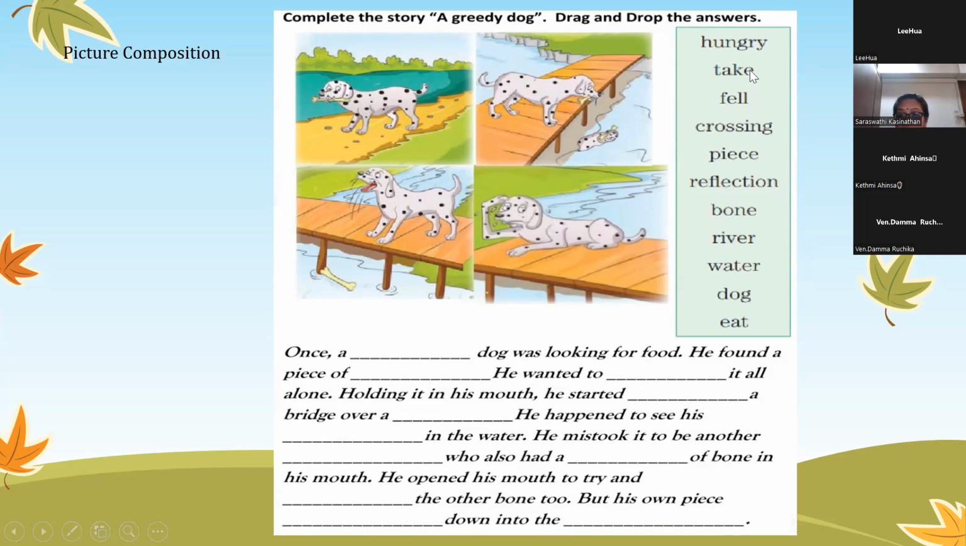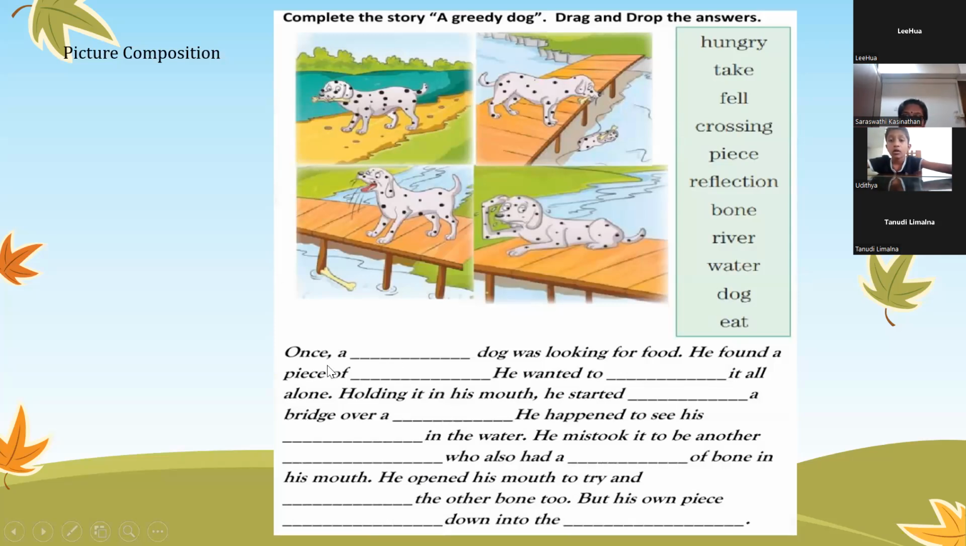Okay, so now you have to read, and using the helping words, you need to fill in the blanks, okay? Let's look at the helping words. Can you look at the helping words? What are the helping words? Hungry... Okay, so these are the helping words. Now using the helping words, put them in the blanks.